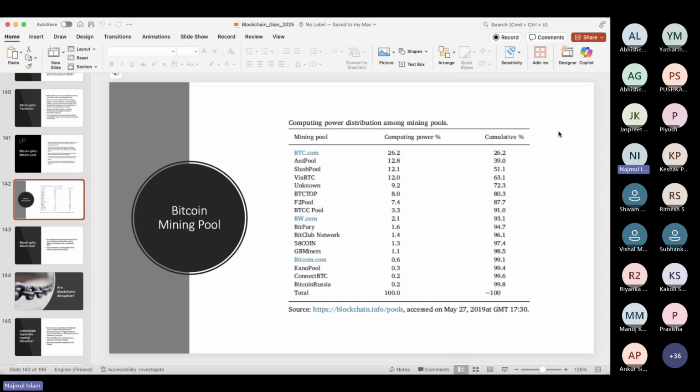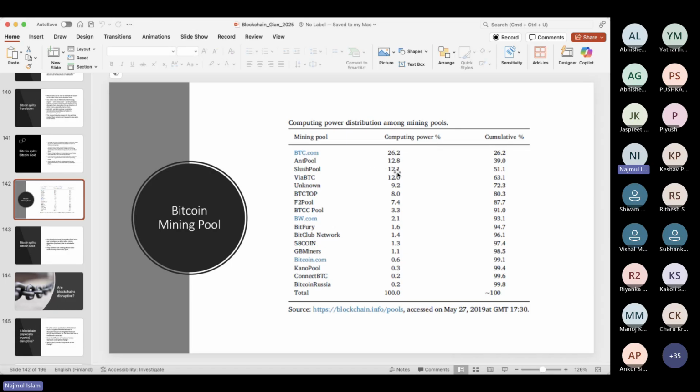So that's why most of the individual miners join mining pools, and then the mining pools collectively mine. There are many mining pools. For instance, BTC.com is one mining pool, and Pool, Slush Pool, ViaBTC, and so on. There are different types of mining pools. If you look at these, you will see BTC.com having 26.2% of computation power, and Pool having 12, and then Slush Pool having 12.1.